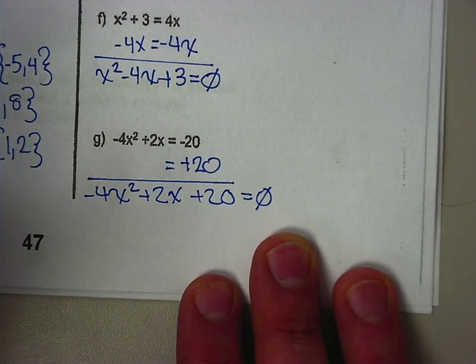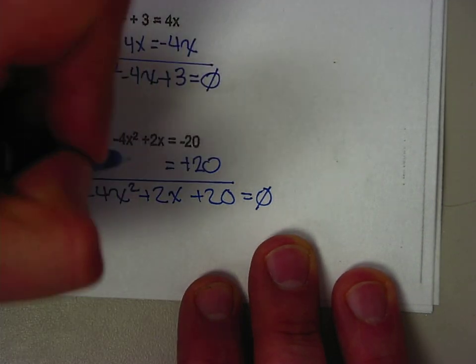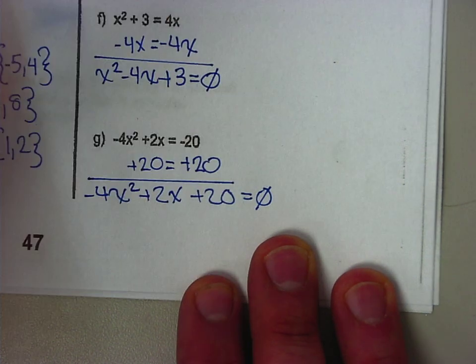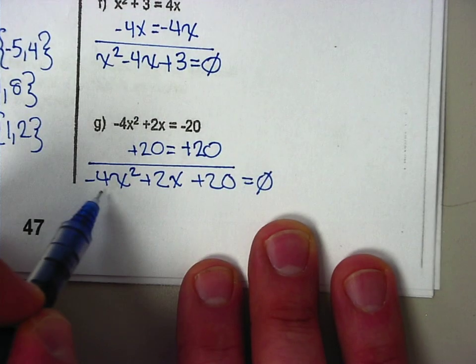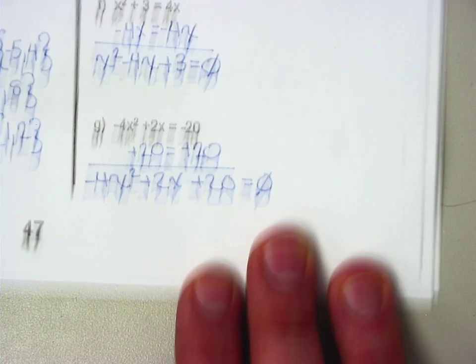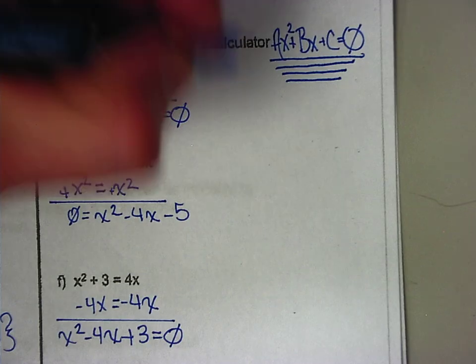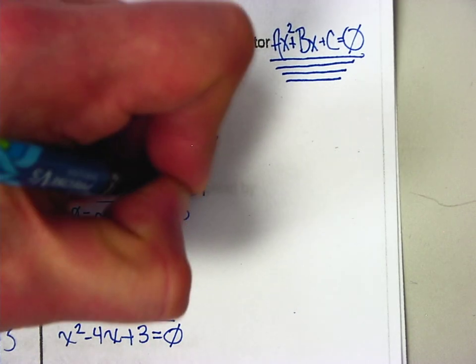And then finally, I had negative 4x plus 2x equals negative 20. I added 20 to both sides. Once again, I got to remind myself to keep my equations balanced. And now I have negative 4x squared plus 2x plus 20. I can now get all my coefficients. I know I can get my a's, my b's, my c's for all these.